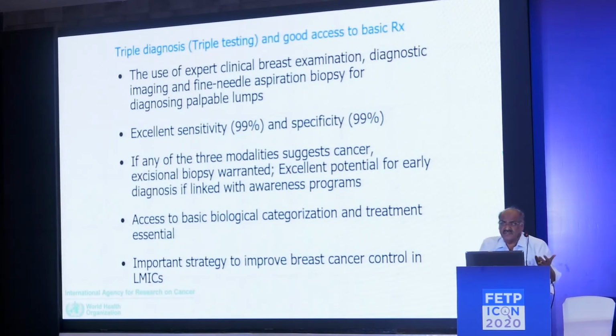Triple diagnosis consists of an expert clinical breast examination by a breast surgeon or an oncologist or an experienced doctor. And if he or she feels something abnormal, having a diagnostic imaging, it is not screening imaging, diagnostic imaging, particularly ultrasonography in less than 40 or 45 years of age, and diagnostic mammography in more than 45 years. And if those imaging modalities are highly suspicious, then one can go for tissue proof, either with fine needle aspiration cytology or excision biopsy. But treatment is very important in breast cancer.